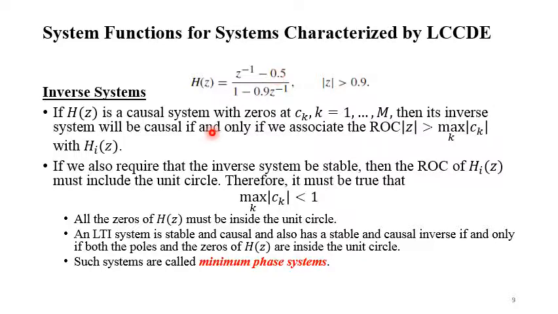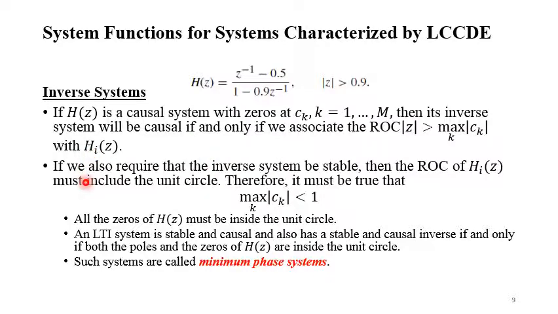If we summarize, we say that if H of z is a causal system with zeros c_k, with k running from 1 up to M, then its inverse system will also be causal if and only if we associate the ROC, absolute z greater than the maximum of absolute c_k, with H inverse of z.